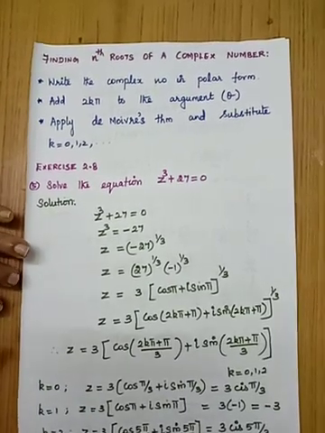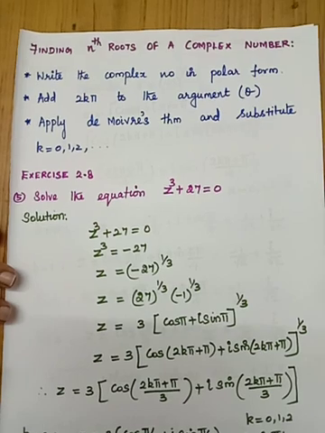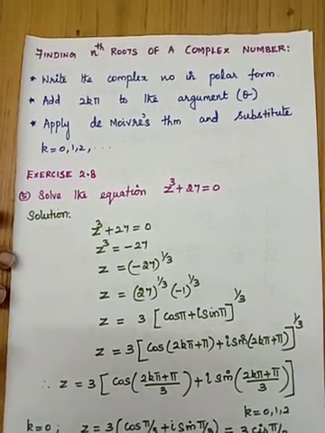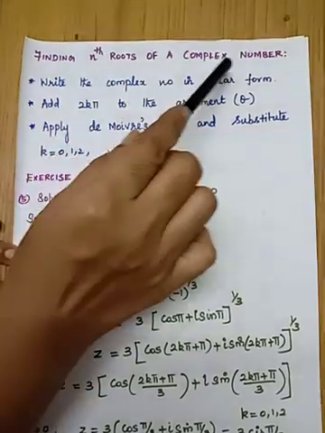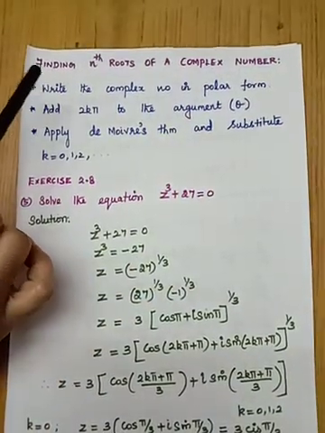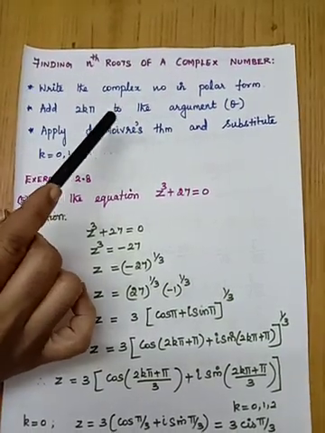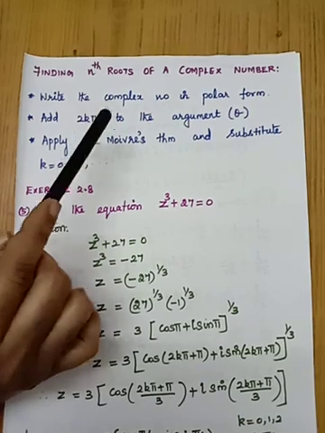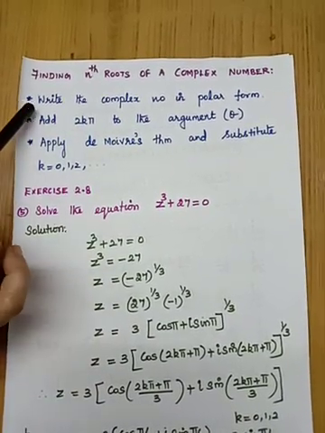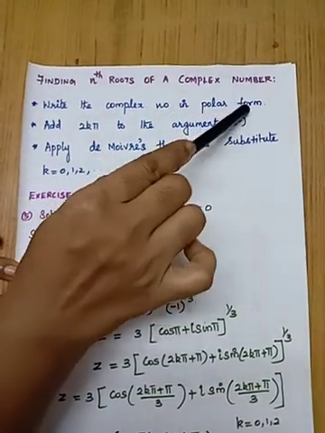In the previous class we have seen the cube roots of unity and nth roots of unity. So today we are going to see the nth roots of a complex number. What are the steps to find the nth roots of a complex number, or find all the values of the complex number? The first step: write the complex number in polar form.